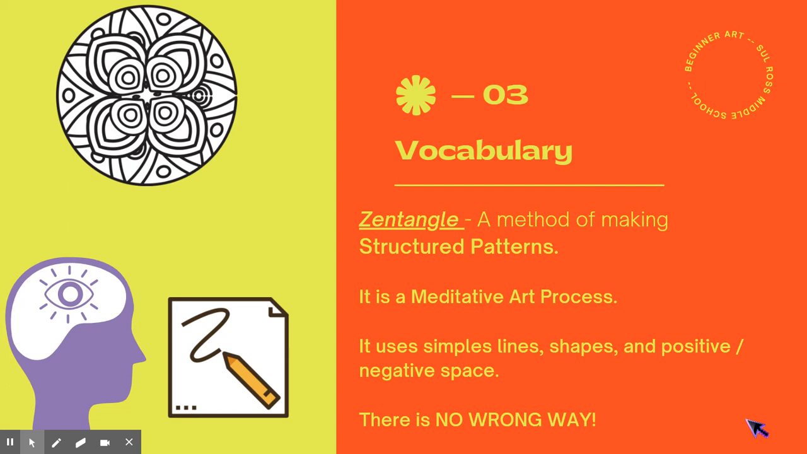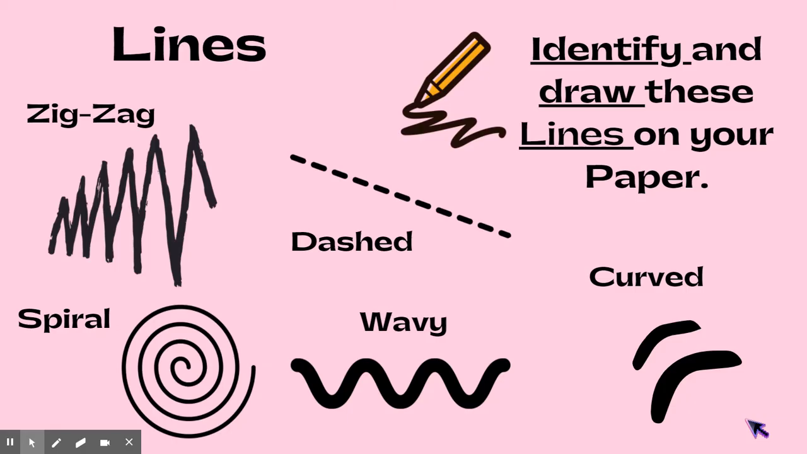Vocabulary, Zentangle. Zentangle is a method of making structured patterns. It is a meditative art process. It uses simple lines, shapes, and positive/negative space. There is no wrong way to make a Zentangle. Identify and draw these lines on your paper, like zigzag, dashed, spiral, wavy, and curved.